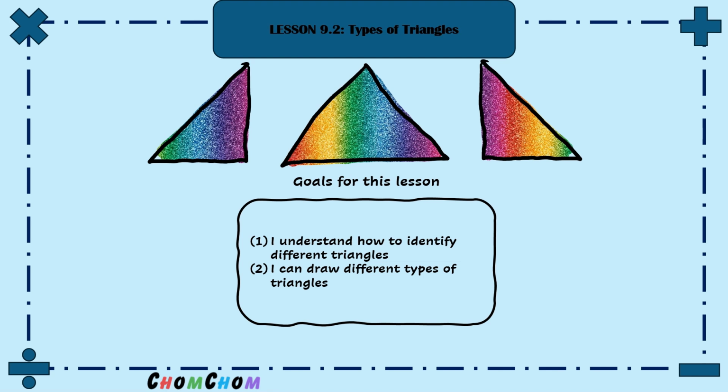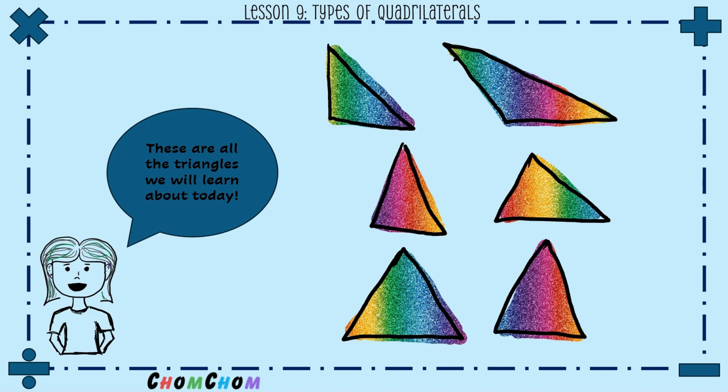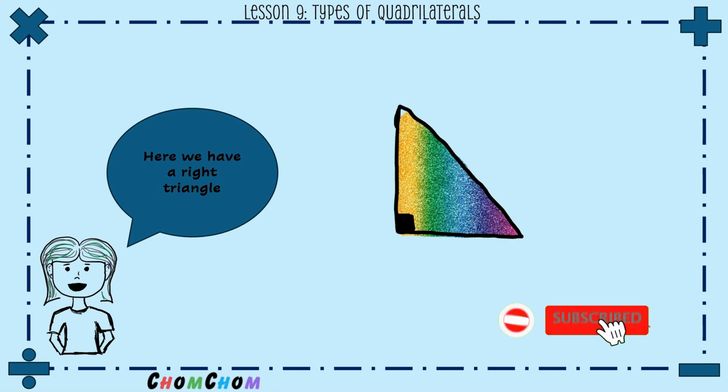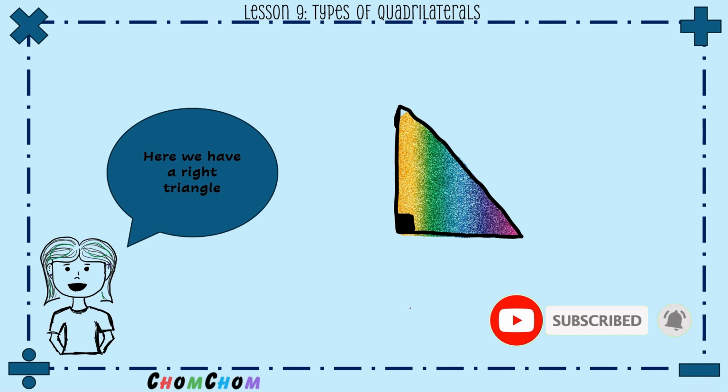All right. Lesson 9.2. I understand how to identify different kinds of triangles and I can draw different types of triangles. These are all the triangles that we're going to learn about today. First, we have a right triangle. The right triangle gets its name from its right angle. Any triangle that has a right angle is a right triangle. Normally, we denote the right angle by this little box in the corner.